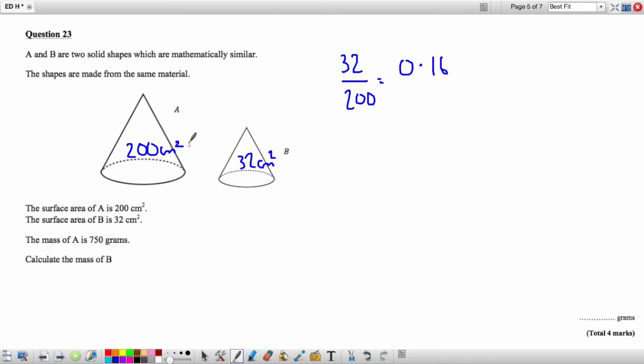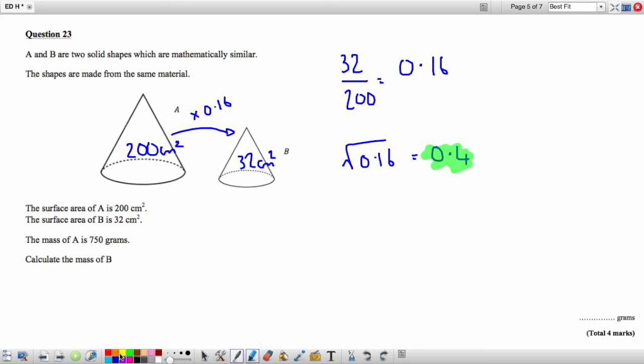0.16. So moving from here to here, we times by 0.16. Now this is the scale factor squared because we are dealing with area. So we must square root to find the scale factor, which is 0.4.